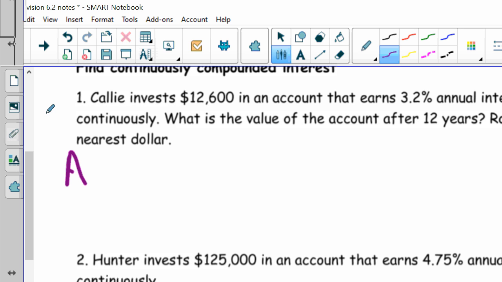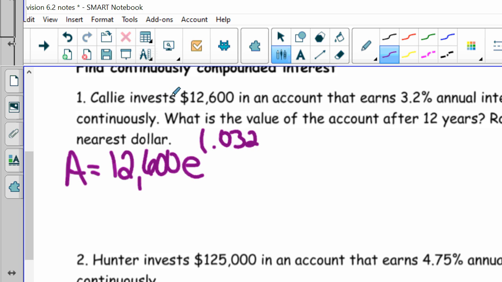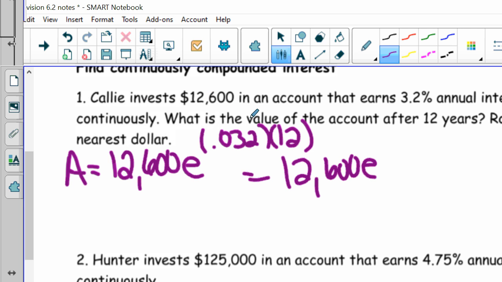So A, that's what we're looking for, equals P. How much did we start out with? 12,600, times e to the rt power. So our rate as a decimal, 0.032, times 12. So really we have 12,600 times e to the... if you multiply 0.032 times 12, you get 0.384.